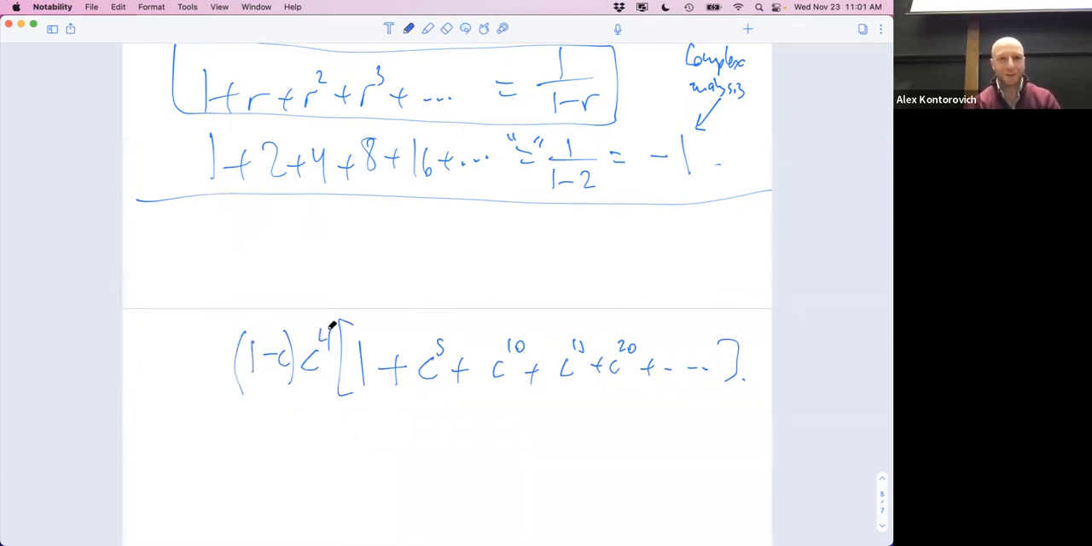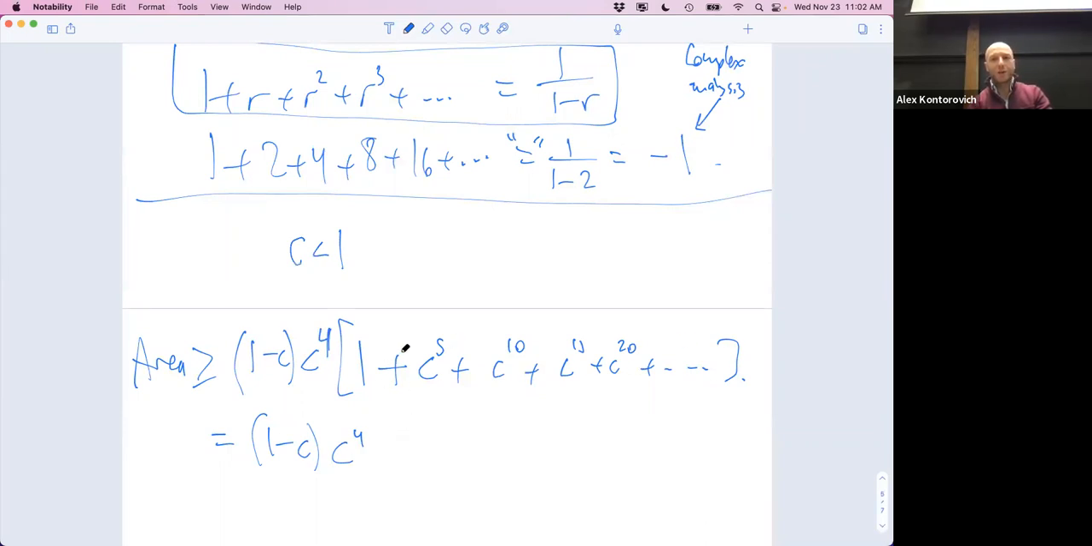1 minus this, there was a c to the fourth. So the area that we're interested in, the area under that curve, is at least 1 minus c times c to the fourth times all of this stuff, right? And what am I going to put? What is r in this setting? c to the fifth. So this sum is 1 minus c times c to the fourth. By the way, is c less than 1? Yes, c is less than 1. We're treating c as less than 1, so we're okay to apply this formula.